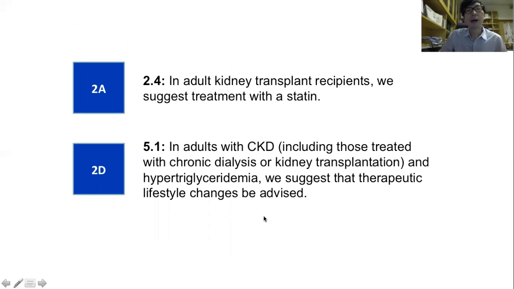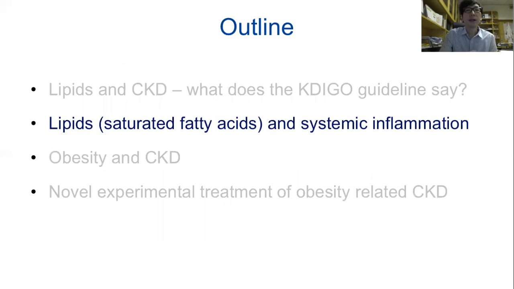Now, in adult kidney transplant patients, the guidelines suggested treatment with a statin for obvious reasons, one of which, of course, would be the fact that these patients are taking agents that could promote dyslipidemia and also cardiovascular events. And this is 2A. Now, in adults with CKD, including patients treated with dialysis or transplantation and hypertriglyceridemia, the guidelines suggest that therapeutic lifestyle changes be advocated. So much for a recap on the KDIGO 2013 guideline.